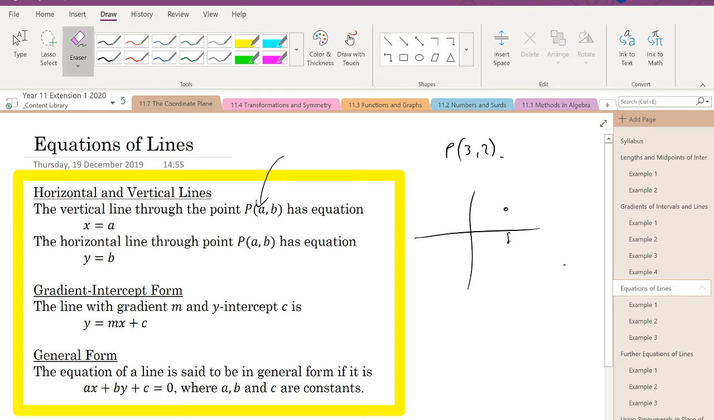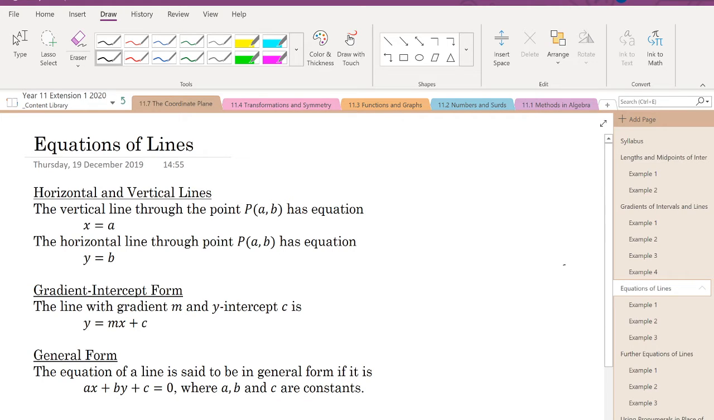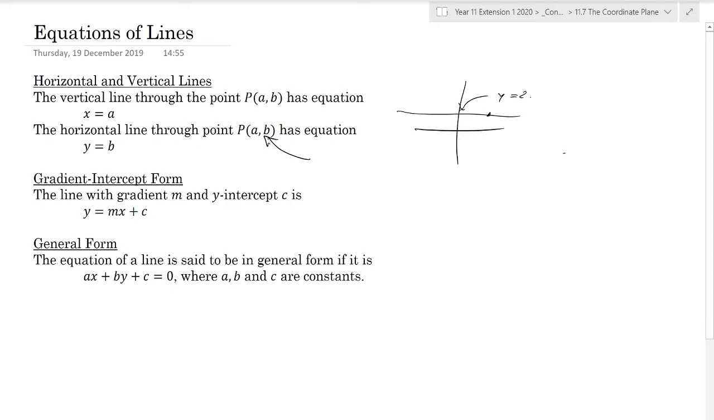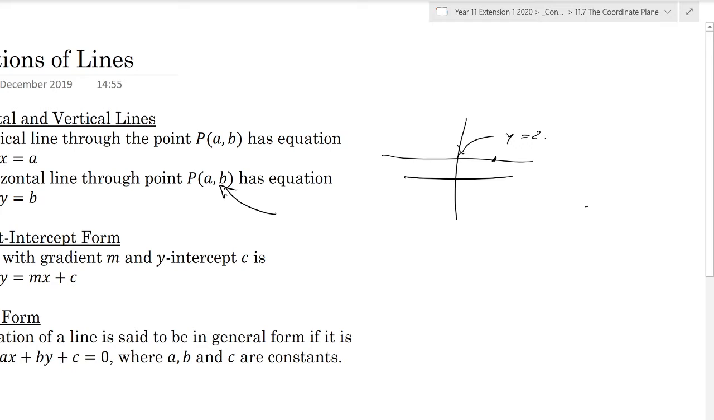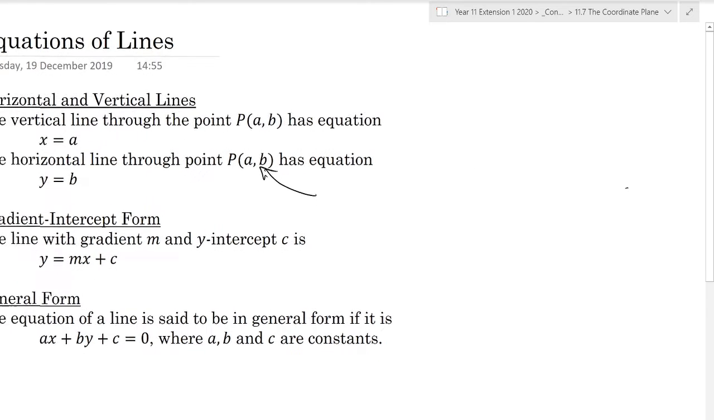For a horizontal line, it's exactly the same, except we're using the second one, the y part. Again, if our point is 3, 2, then the horizontal line goes through where y is equal to 2. It doesn't matter which point along this line I pick, 2 is always going to be the solution. If I pick this point here, where x is -1, y is equal to 2. So the line is made up of all the points where y is 2, disregarding what x is.